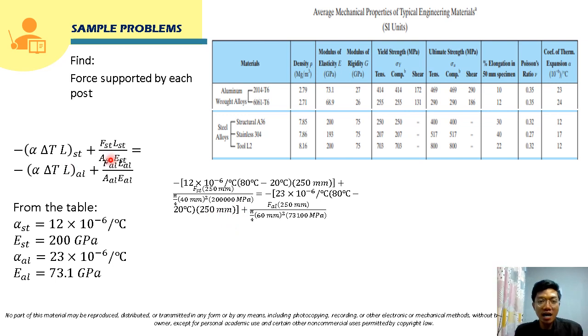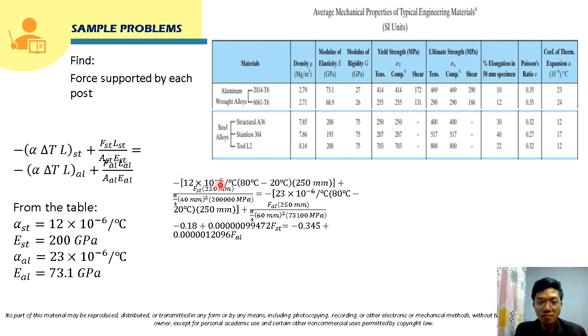Plus the FAL, which is unknown, times 250 millimeter, the length of the aluminum, over pi over 4, 60. The diameter given for the aluminum is 60 millimeter. So its area will be pi over 4, 60 millimeter squared, times the modulus of elasticity, which is 73.1 gigapascal, also equivalent to 73,100 megapascal. Okay, so from here, class, we can now simplify this.